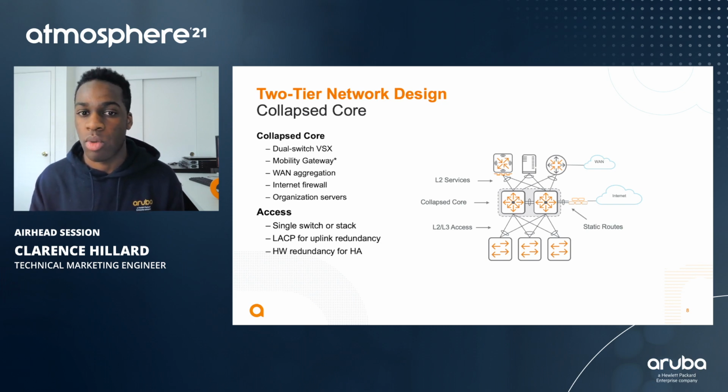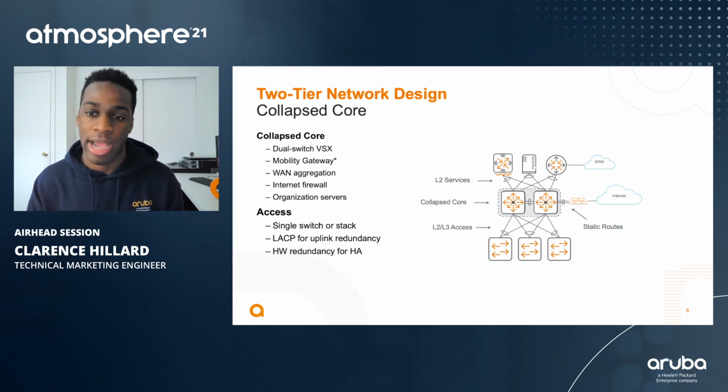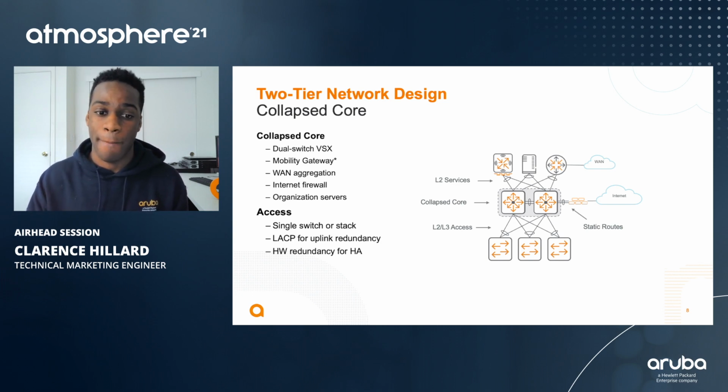The next three features of your collapse core are your WAN aggregation, internet firewalls, and your organization's servers. Right, so all three of these things are going to be connected into that collapse core, as well as your access switches, which is going to just provide connectivity for your access clients. Right? And that's the reason we call it collapse core, is because all services, everything is connected into that core. And then to route out to the internet, you're going to need a static route.